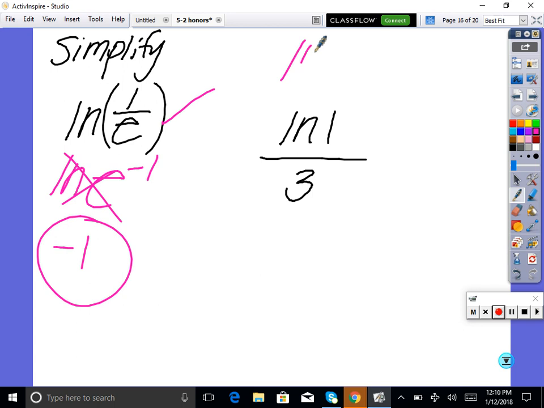There's a difference between ln of 1/3, and then this one is not ln of 1/3. This one's ln of 1 over 3. Can anyone tell me what this one is? Who's an advanced thinker?